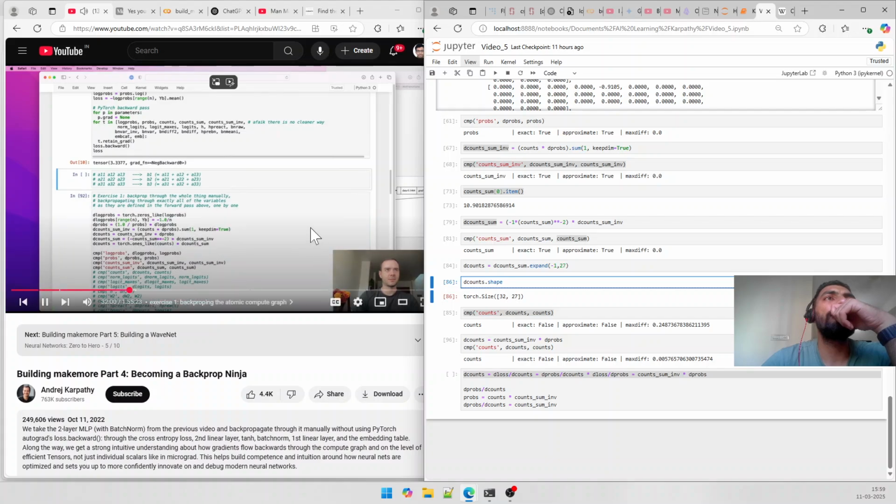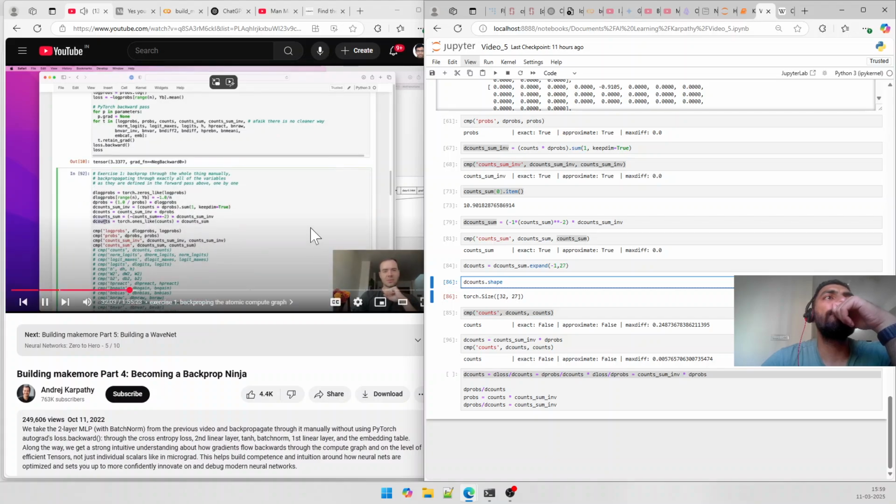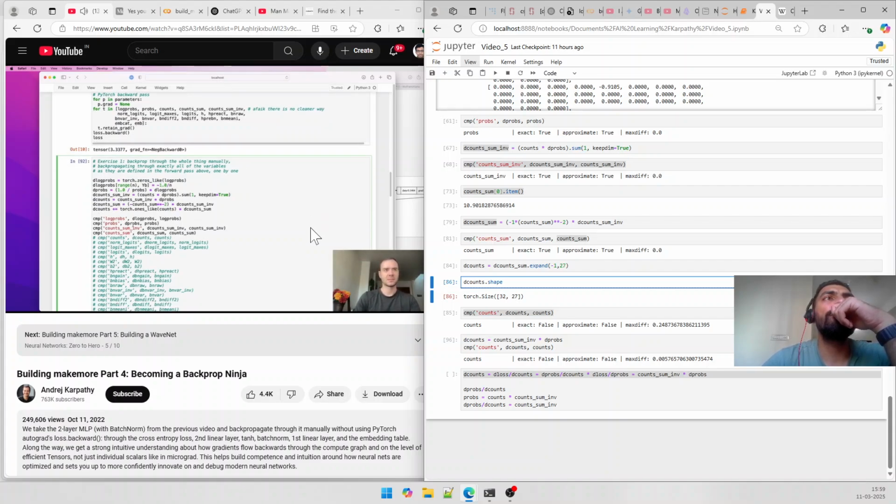But then we have to also be careful because d counts was already calculated. We calculated it earlier here. And that was just the first branch, and we're now finishing the second branch. So we need to make sure that these gradients add, so plus equals.